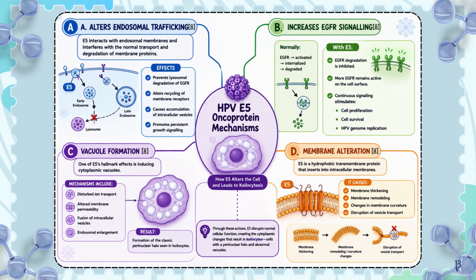These changes lead to enlargement of endosomes and accumulation of vesicle-like structures inside the cell. For membrane alteration, E5 is a hydrophobic transmembrane protein, meaning it can insert itself into intracellular membranes. Once inserted, it changes the physical properties of the membrane, including thickness, curvature, and stability. It can also disrupt vesicle transport, which further affects normal cellular trafficking. When these systems are disturbed, the cell develops the abnormal vacuolated appearance and altered growth behavior characteristic of the HPV effect.